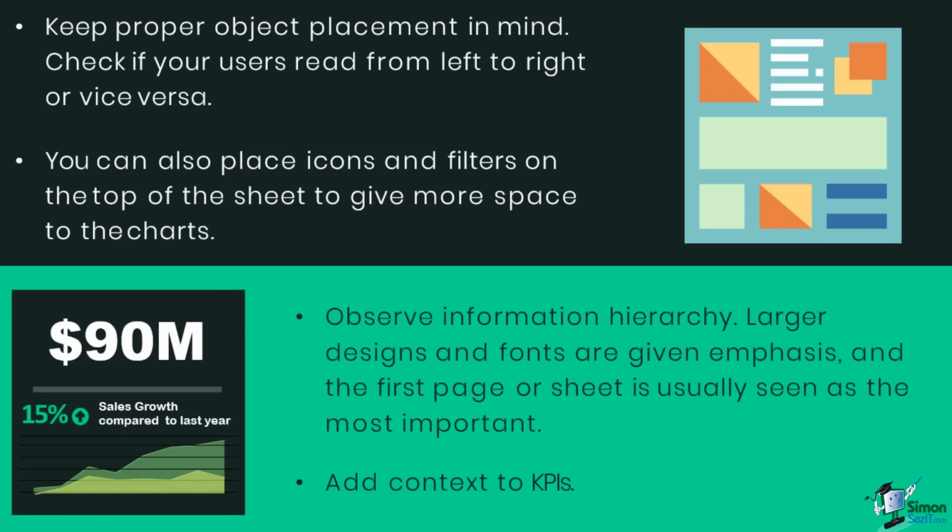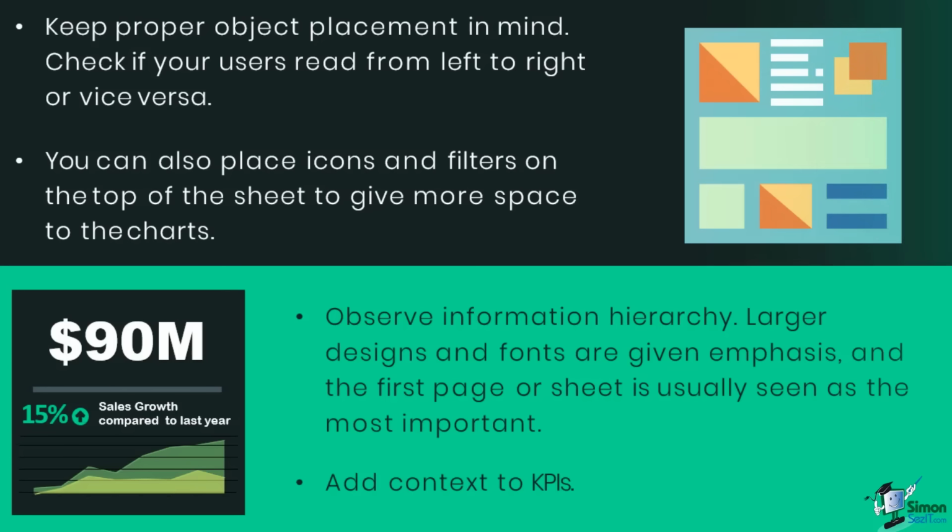Observe information hierarchy. Larger designs and fonts are given emphasis, and the first page or sheet is usually seen as the most important. Apply this to the data you want to highlight and give more emphasis to. Add context to KPIs. Since KPIs usually only show numbers, you can include captions in smaller text next to it or below it to indicate what it means and how the number was generated. You can also provide a simple small bar chart to show the current trend.